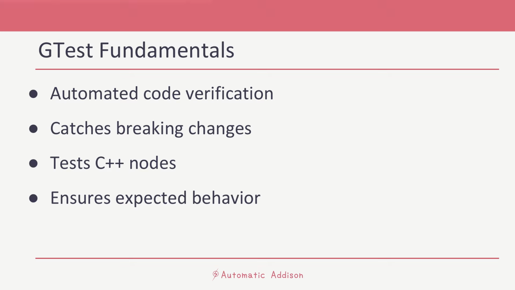So GTest, think of it like a safety net for your robot C++ code. It automatically checks that everything still works correctly after you make changes. For example, if you update your navigation code or install a new version of a sensor driver, GTest can quickly verify that your nodes are still publishing the right messages at the right times. This helps you catch problems early before your robot starts behaving unexpectedly in the real world.